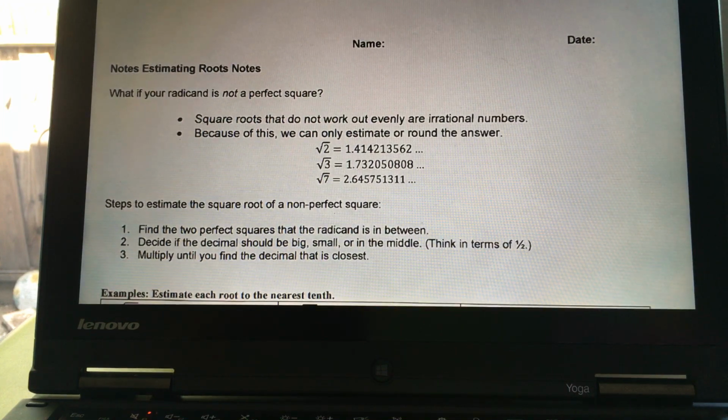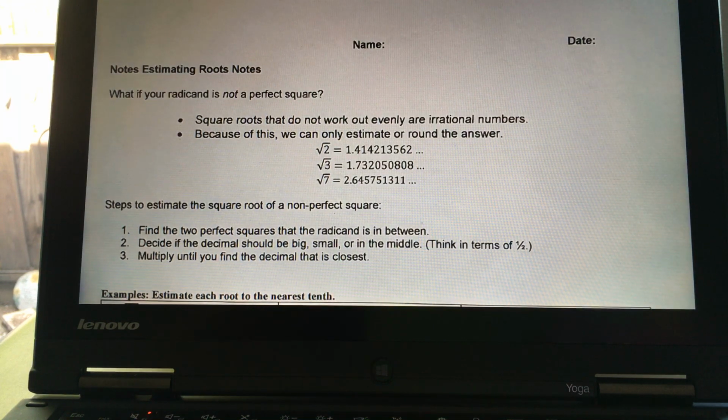So we have taken a look at scientific notation, exponent rules, we've looked at square roots, we just took a look at cube roots earlier. And all of those roots that we have worked with have been really nice, perfect ones. So this lesson is taking a look at roots where the number under the radicand is not a perfect square.